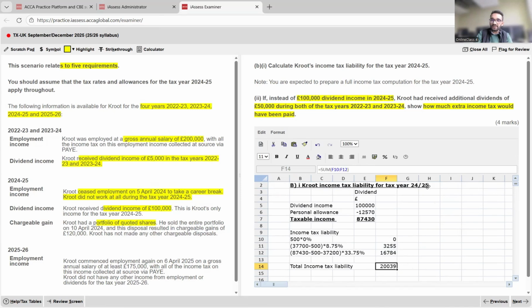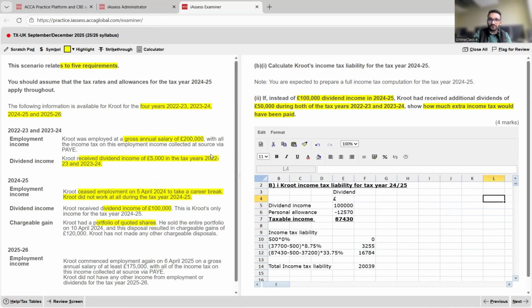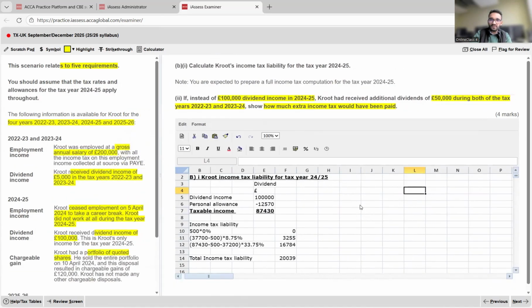Now, let's work on B part 2. It's very important and it's very easy. It's not difficult, just focus. I'll be doing this. B part 2. Additional income tax being paid. Now listen very, very carefully. In the last tax years, meaning 22-23 and also 23-24, what if he had received 50,000 dividend, how much tax should he be paying extra? Now listen very carefully.